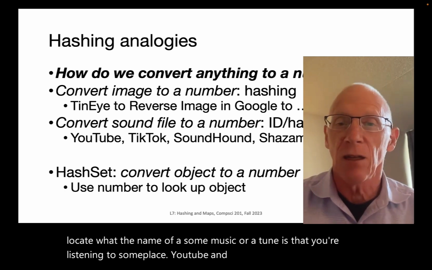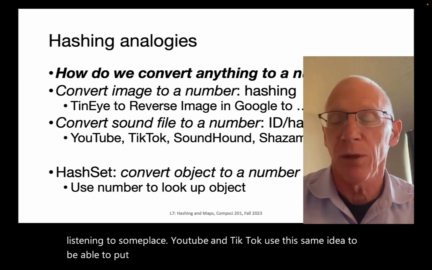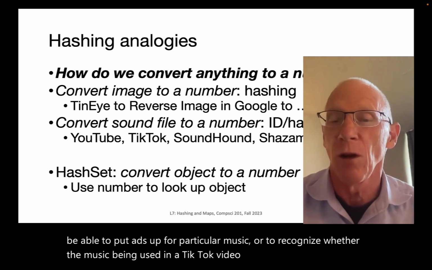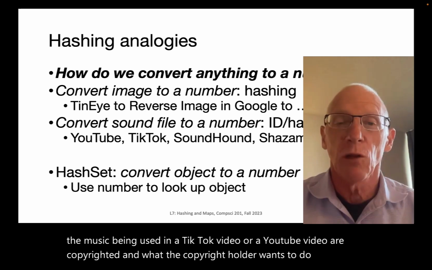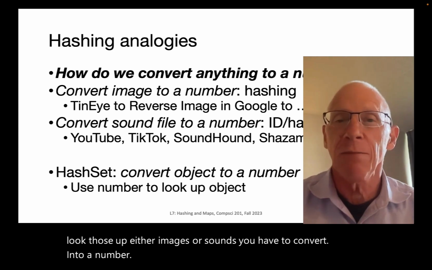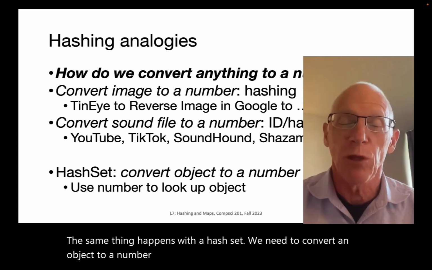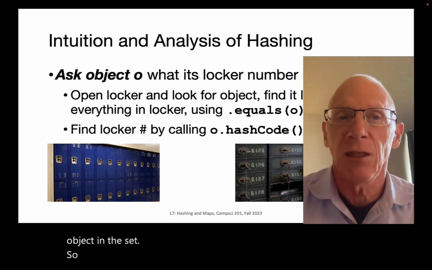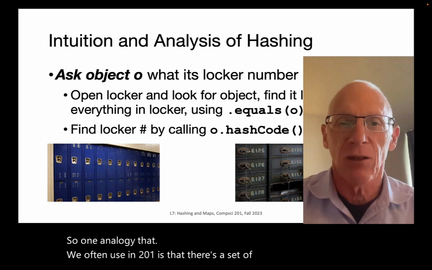YouTube and TikTok use this same idea to be able to put ads up for particular music, or to recognize whether the music being used in a TikTok video or a YouTube video is copyrighted and what the copyright holder wants to do. In order to look those up, either images or sounds, you have to convert them to a number. The same thing happens with a hash set. We need to convert an object to a number, and then we use that number to look up the object in the set.